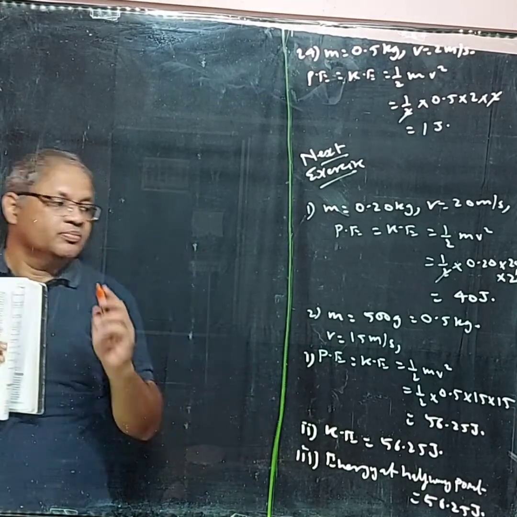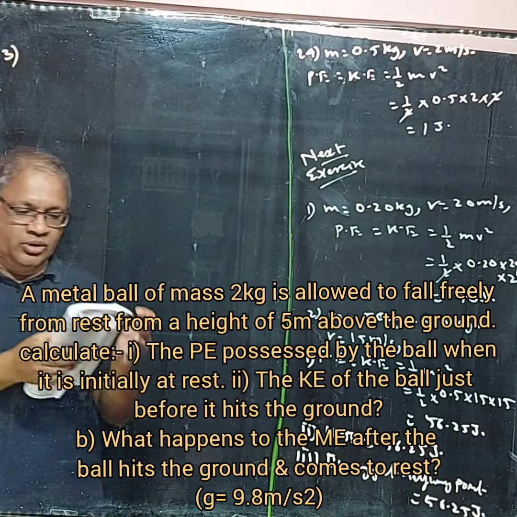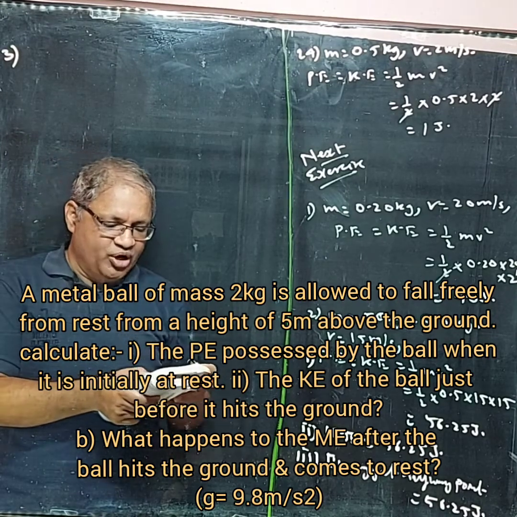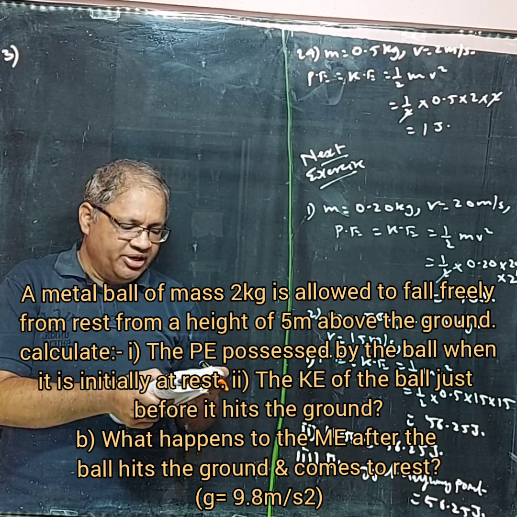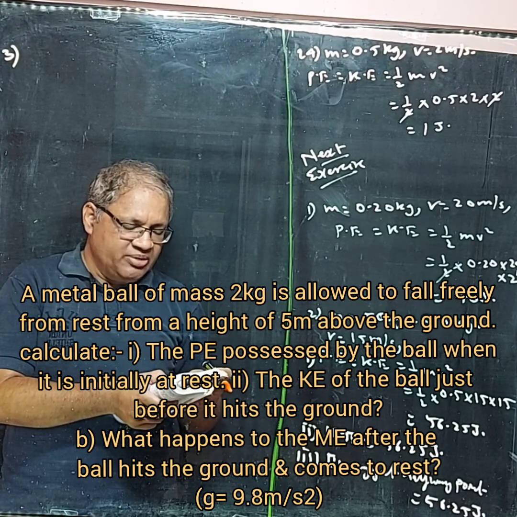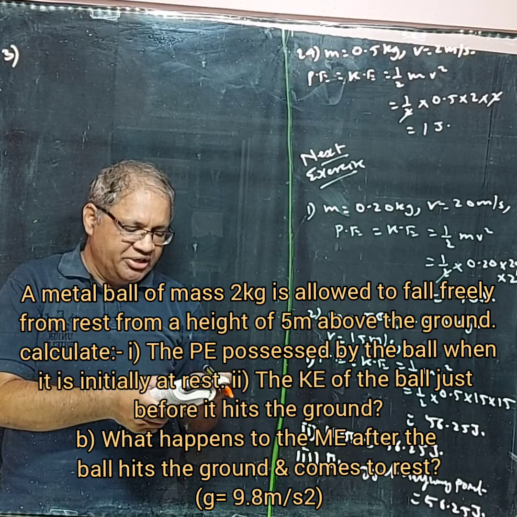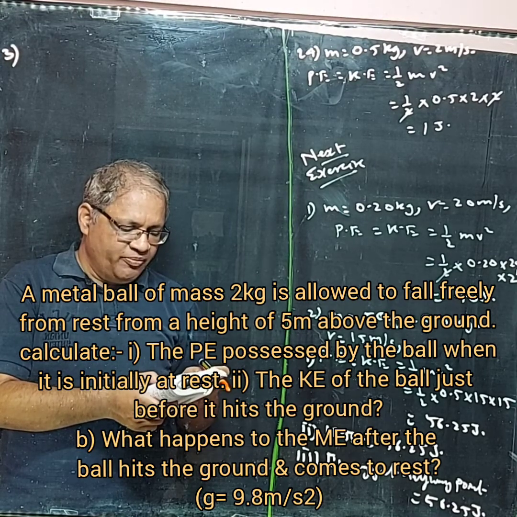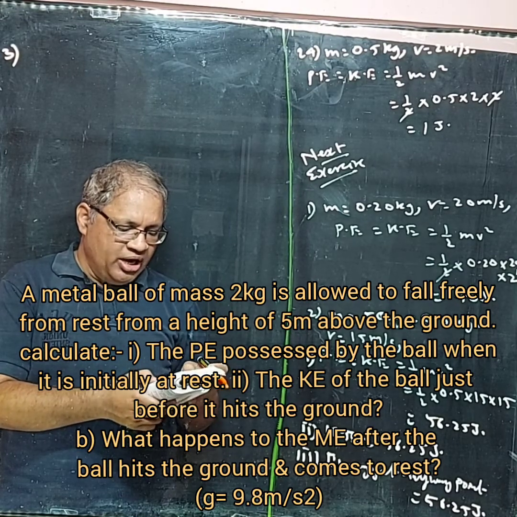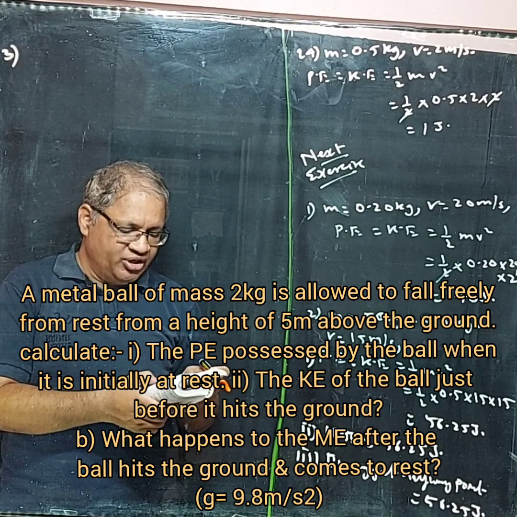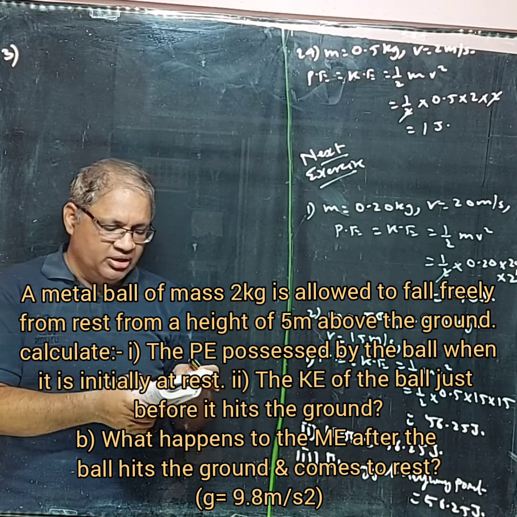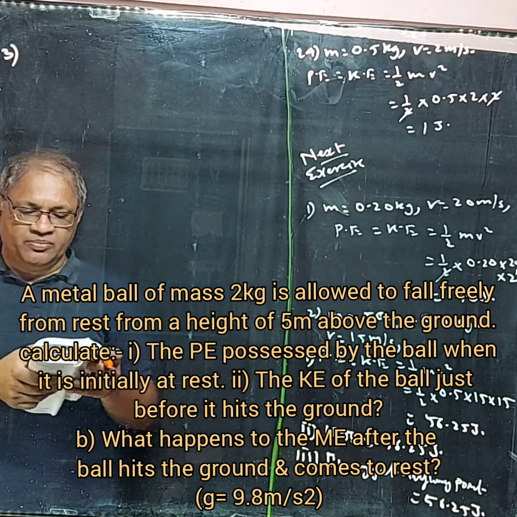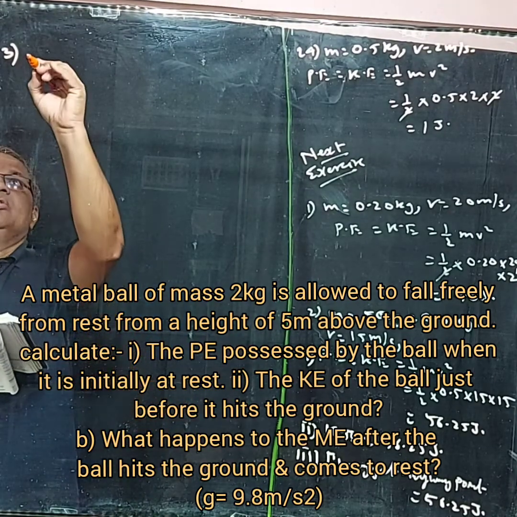Now the third sum. A metal ball of mass 2 kg is allowed to fall freely from rest from a height of 5 meter above the ground. Taking g as 10 meter per second square, calculate potential energy possessed by a ball when it is initially at rest, kinetic energy of ball just before it hits the ground, and what happens to the mechanical energy after the ball hits the ground and comes to rest. Okay, now it's the same like the previous sum. First you write all the particulars down.